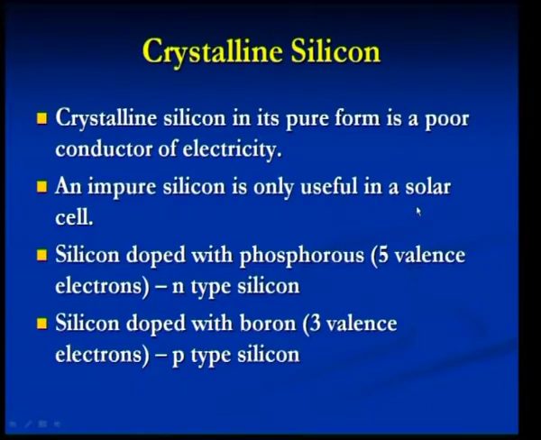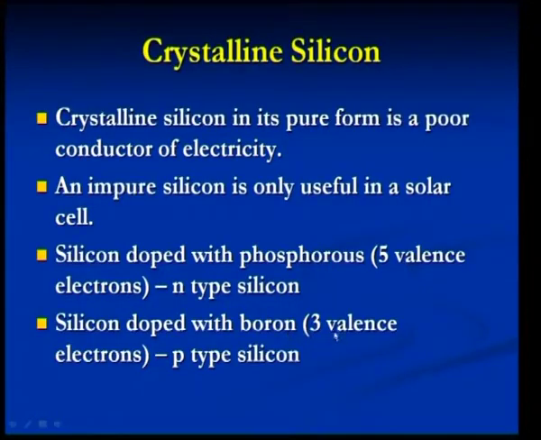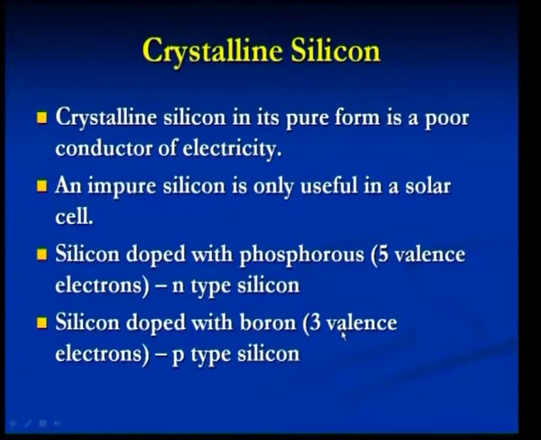solar cell. Silicon is doped with phosphorus, which is a 5 valence electron atom, to form the n type silicon, so that you have 1 excess electron in the system, and the silicon is also doped with boron to form the bottom layer, which has 3 valence electrons, which forms the p type silicon, where you have 1 electron lesser. Let us move on to the classifications of solar cells.